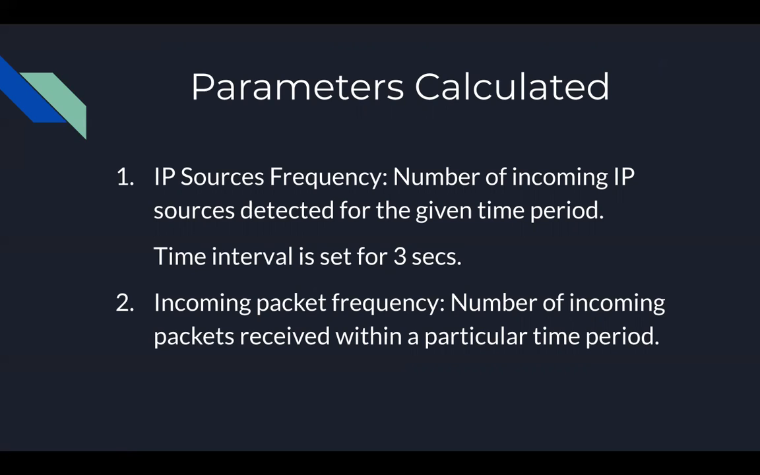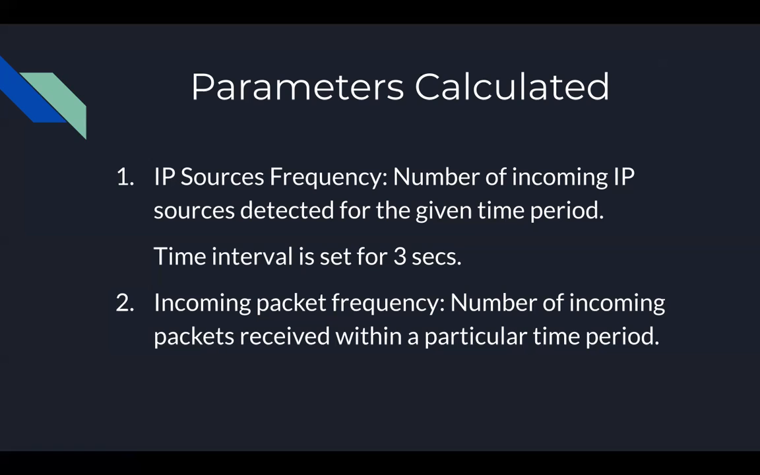And the second criteria is incoming packet frequency, which is the number of incoming packets received within a particular time period. Now, for normal traffic, you will have a moderate amount of traffic coming to the server, website, or application. But if it is a DDoS attack, you will have a large number of packets coming. And that is why here we measure the number of incoming packets received for a given time period. That is the incoming packet frequency.